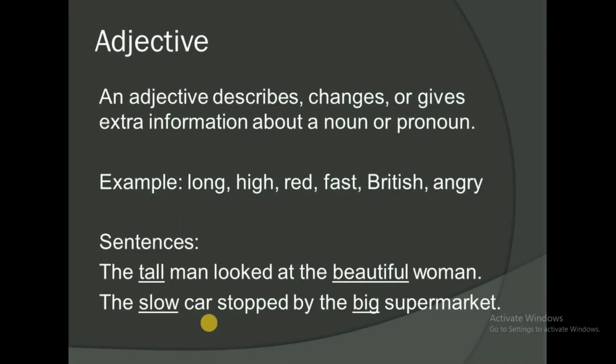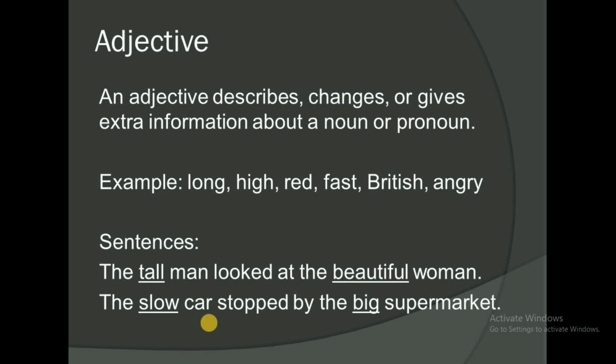Adjectives come up next. An adjective is essentially a word that changes a noun. That's what we most commonly define it as. So we have lots of different kinds of adjectives, and they'll give some more information about a noun. We can see examples here: long, high, red, fast, British, angry. If we're going to describe a person, you might say he is an angry person, or a happy person, or a sad person. These are all people adjectives.